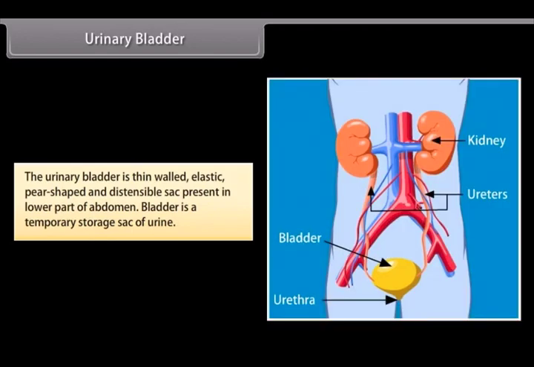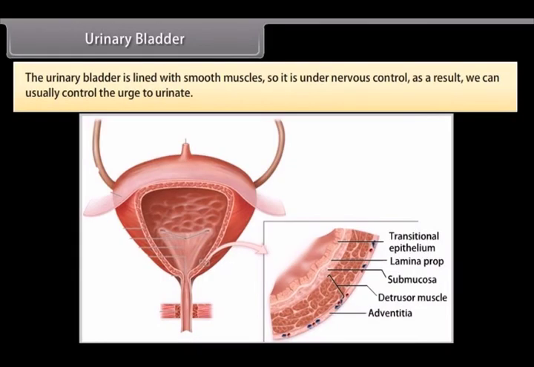Urinary bladder. The urinary bladder is a thin-walled, elastic, pear-shaped and distensible sac present in the lower part of the abdomen. Bladder is a temporary storage sac of urine. The urinary bladder is lined with smooth muscles, so it is under nervous control. As a result, we can usually control the urge to urinate.